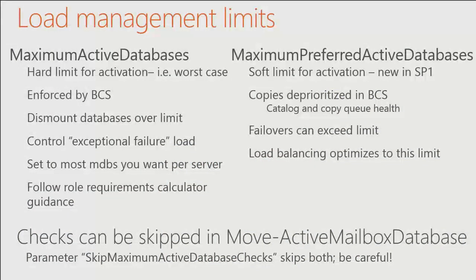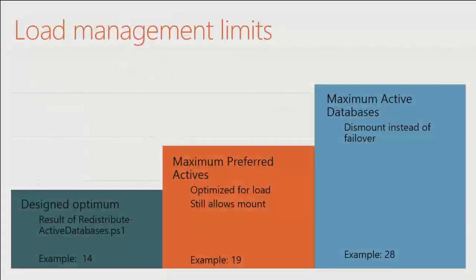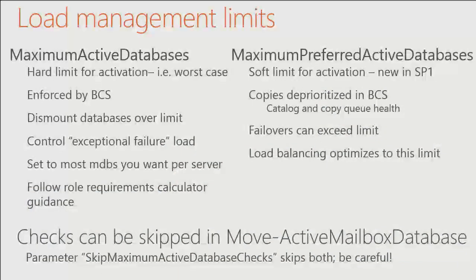Let's dig a little deeper into the 2 flags. Max active is your hard limit. You set it based on what's in the calculator. The calculator gives you a number for that. I should have said back here, the example across the bottom of 14, 19, and 28 is for a 16-node DAG, 14 disks, 4 databases per disk, configuration with 1 spare disk. The 28 is what this calculator will spit out. Evenly distributed is 14. Max preferred would be around 19.